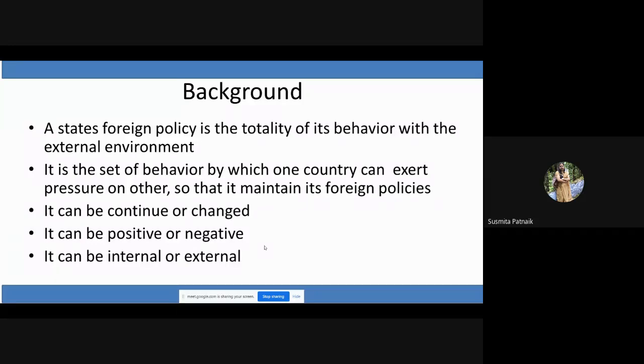Then in the next point, the foreign policy can be positive or negative. How can you know that the foreign policy of a country is positive or negative? The foreign policy of a country can be positive if it tries to change the behavior of another country. How can it try to change the behavior of another country? By changing its foreign policy. Suppose India is adopting a certain ideology in its foreign policy, and the other country simultaneously wants to adopt that ideology. Then India's foreign policy is positive.